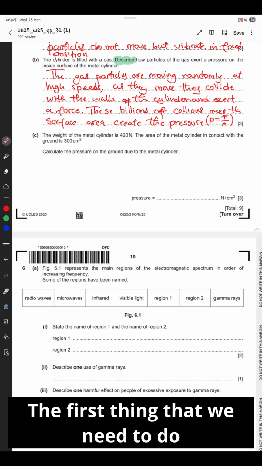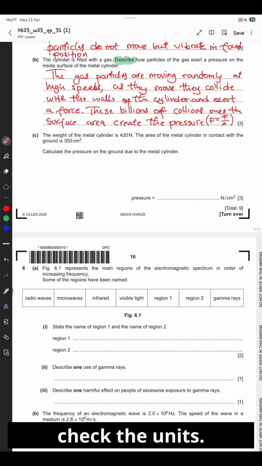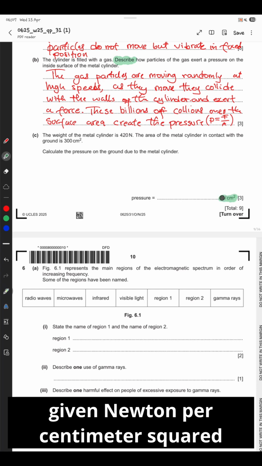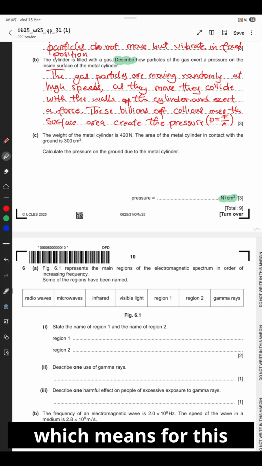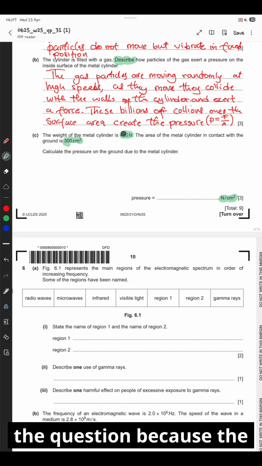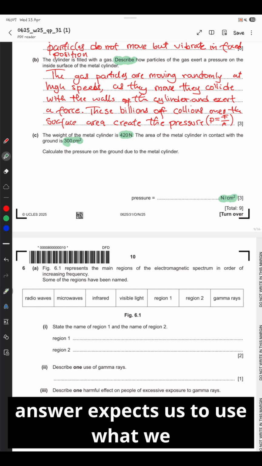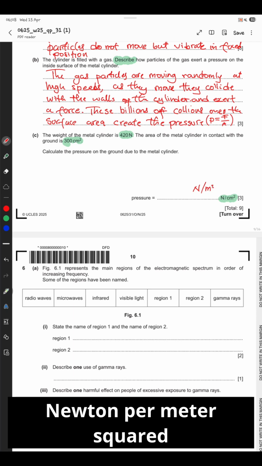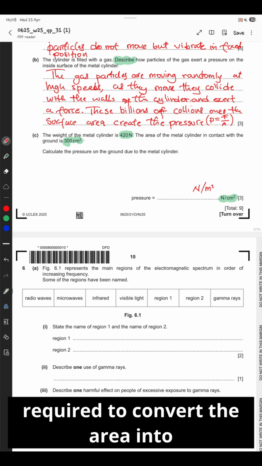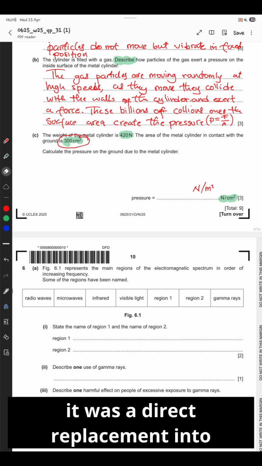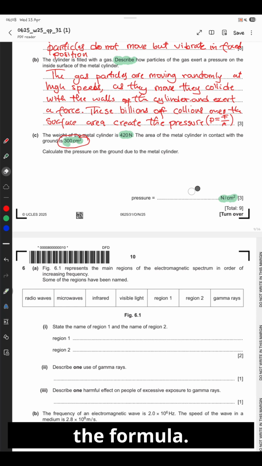The first thing that we need to do before we even start solving is to check the units. When we check the answer, we are given newton per centimeter squared, which means for this question, there is no need to convert any of the given units because the answer expects us to use what we have been given. Unless this was newton per meter squared, which would have required us to convert the area into meter squared. But for this one, it was a direct replacement into the formula.